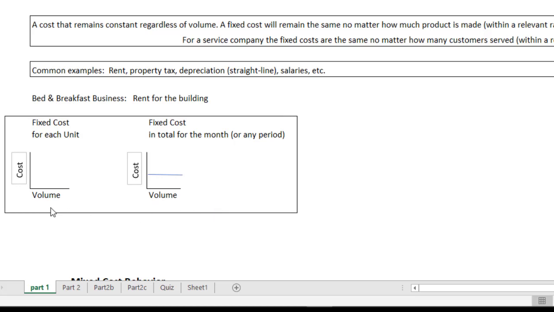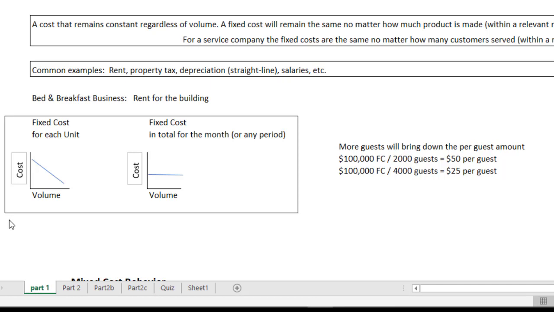Now, when you look at the fixed cost for each unit, what you're saying is, if we have a certain set fixed cost, but we have a lot of people, how much does each customer, each person at our bed and breakfast, have to cover for the fixed cost? Well, let's look at that in a little bit more detail. Notice that the fixed cost for each unit goes down. Now, this is usually shown as a concave line, but for our purposes, we'll just use a straight line. And what that says is that the more customers you have, the easier your fixed costs are to cover.